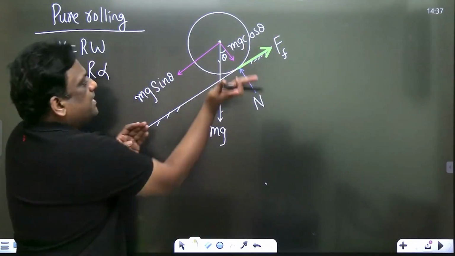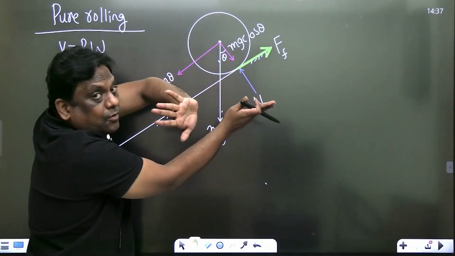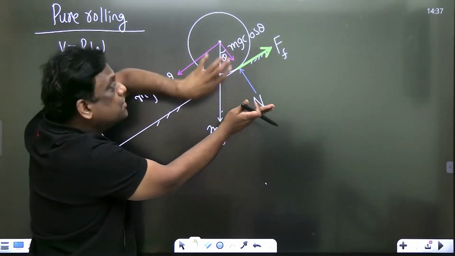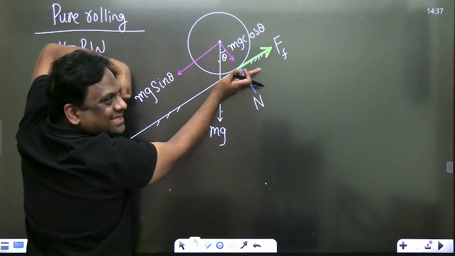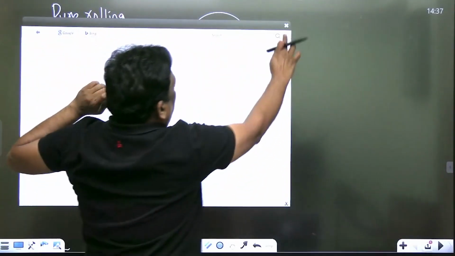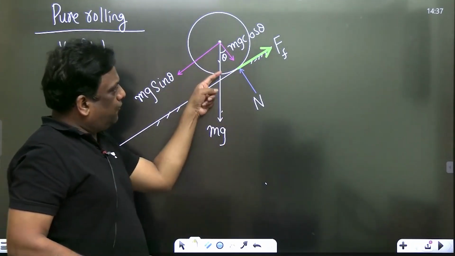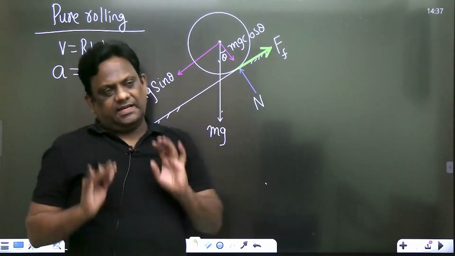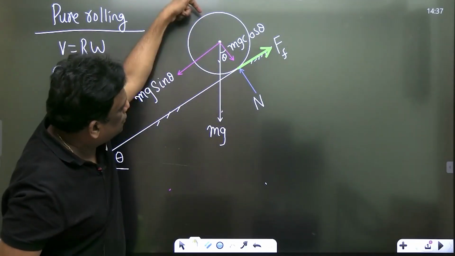I repeat, with respect to the ground, this object is sliding. Sorry, I'm wrong to use the word sliding. It is rolling. Means with respect to this, it is moving in this direction. So as it is moving like this, friction will oppose the relative motion. So this is the frictional force. Hope the direction is clear. I have resolved mg into 2 components. One is this component, which is normal to the plane.